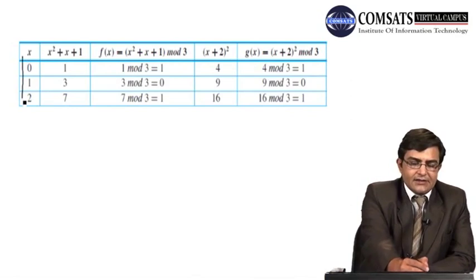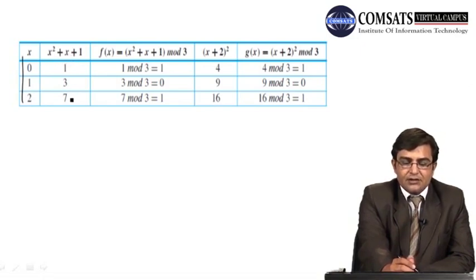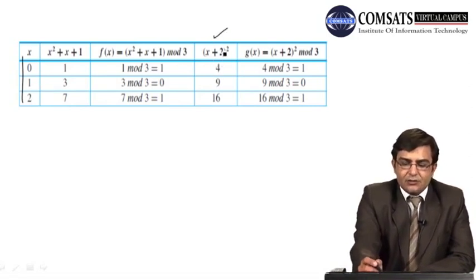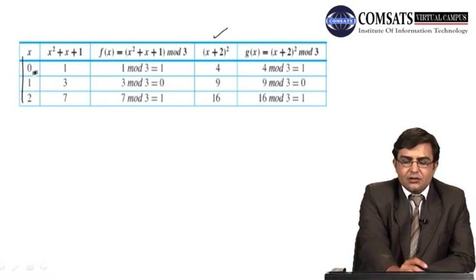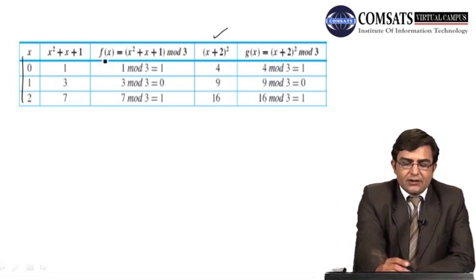We take here x as 0, 1, 2. We simplify x square plus x plus 1. If we take 0, here 0, 0, 1. If we take 1, 1, 1, 1, 3, 2, 4, and 2, 6, and 1, 7. So this is this. Next we calculate this, x plus 2 whole square. If we take 0, here we have 4. If we take 1, here we get 9. If we take 2, we get 2 plus 2, 4. 4 square is 16.